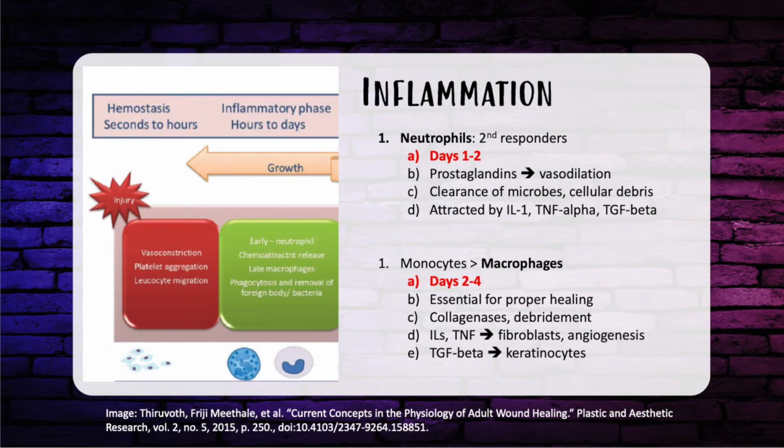Numerous enzymes and cytokines are secreted by the macrophage, including collagenases, which debride the wound, IL-1 and TNF, which stimulate fibroblasts, which end up producing collagen and promote angiogenesis. TGF-beta, which stimulates keratinocytes as well. So after the macrophages come leukocytes, which then transform into the next major phase of wound healing, which is the proliferative phase.